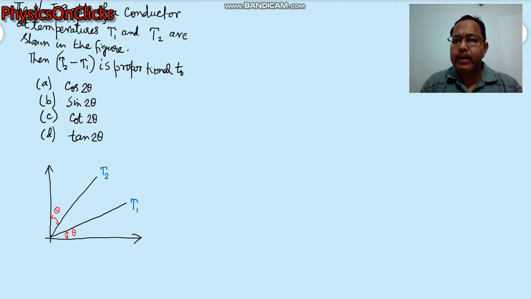The question reads that the V versus I graph of a conductor at two different temperatures T1 and T2 are as shown in the figure. This question was sent by several students as doubts. Just see it. Then T2 minus T1 is proportional to.